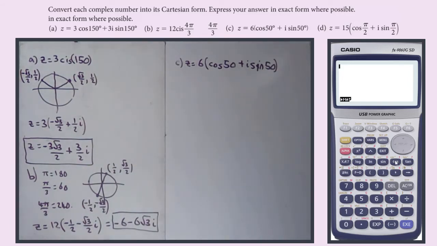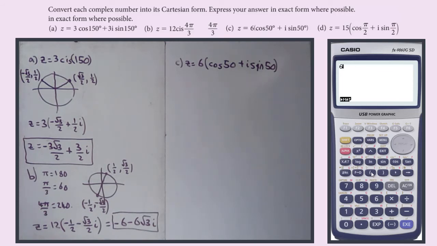So for this we're going to need two things. Firstly, we need to make sure we're in that complex mode. So we'll do that first. So shift setup. The complex mode needs to be on a plus bi. And actually also, because this angle is 50 degrees, we would need to be in degree mode as well, otherwise it will not work. So once we've done that, we can just type it in and press equals.